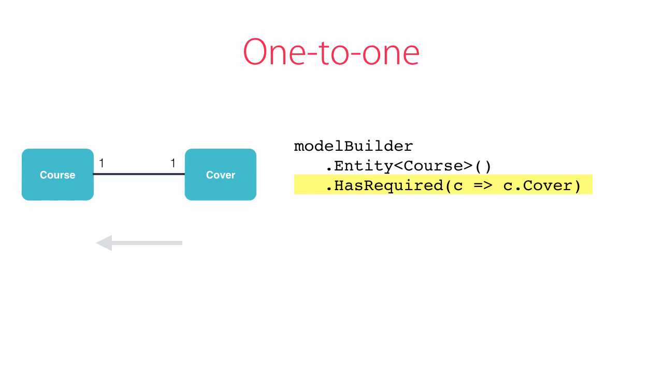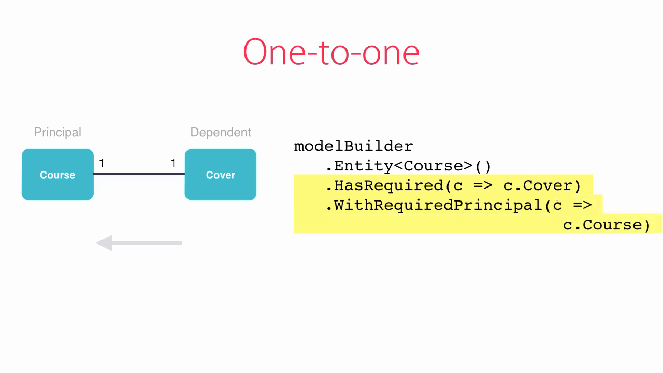In Entity Framework, parent and child are referred to as principal and dependent. So principal means parent, dependent means child. So back to our configuration, we are going from right to left. So the end of this relationship is the principal end. So we're going to call the WithRequired Principal method. And we can supply a lambda expression that specifies the name of the target property. So in this case, c is short for cover. So in the cover class, we have a property called Course.